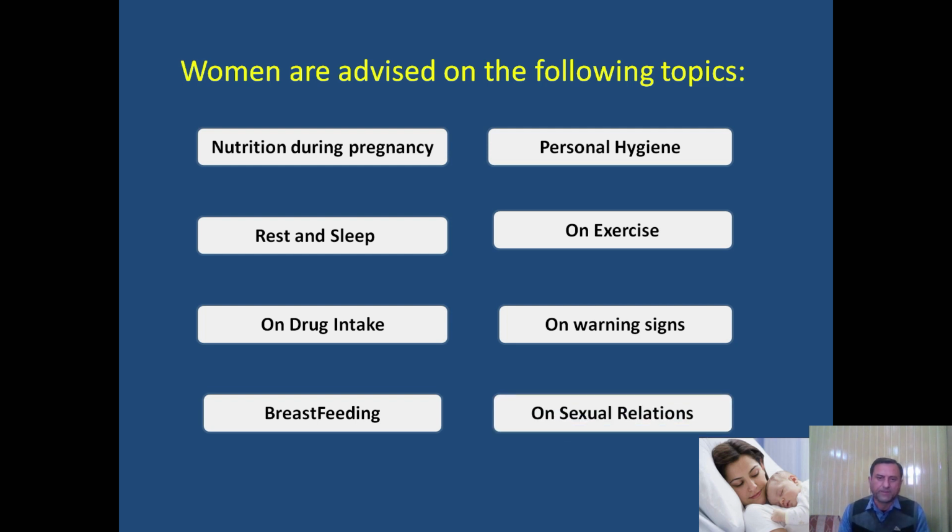Then sex relations should be avoided in the early part of pregnancy and in advanced pregnancy. Otherwise, during pregnancy, she can have it, but only if she is interested. Usually, in pregnancy, sexual desire goes down. Therefore, it's only with her consent, if she is interested, that she can have it, but usually in a comfortable position.